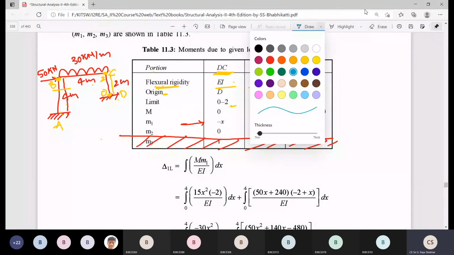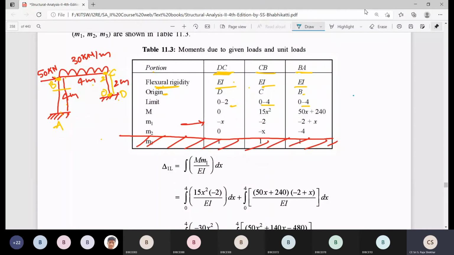So the bending moment in CD we need to calculate. Because of the application of load, if you take a section here, anywhere, X, taking D as origin, there is no load. Because the load is 0, anywhere from 0 to 2 meters, the bending moment in the CD member is 0. Just represent that.